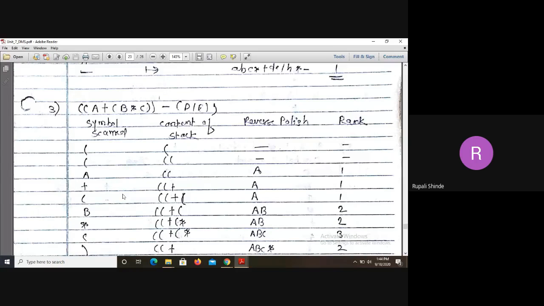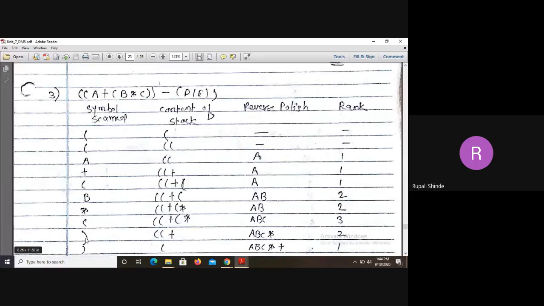Now the next symbol is a closing bracket. What we have seen with respect to a closing bracket is that whenever there is a closing bracket, whatever is in between the opening and closing bracket is popped. Here this one is an opening bracket, this one is a closing bracket, and in between is the star operator. So we pop it and write it into postfix form. That's why the postfix form is ABC star, and the rank for this expression is 2.